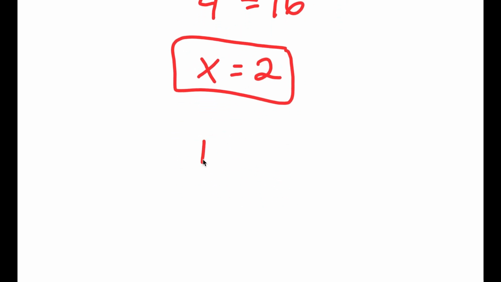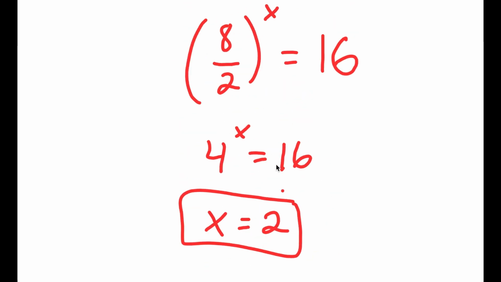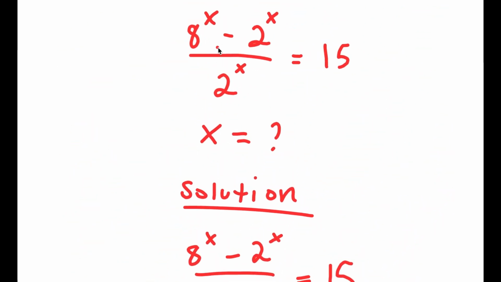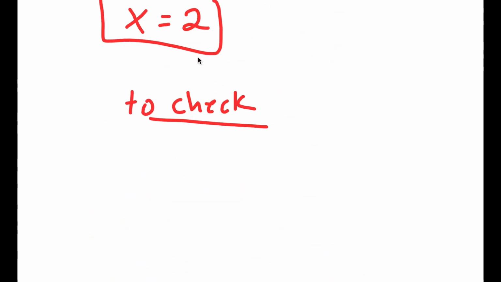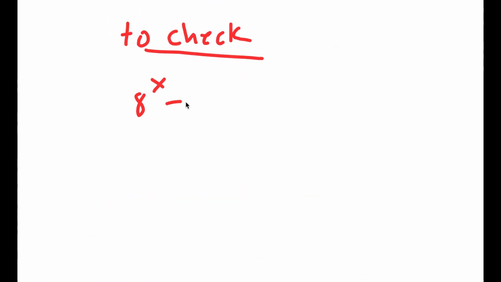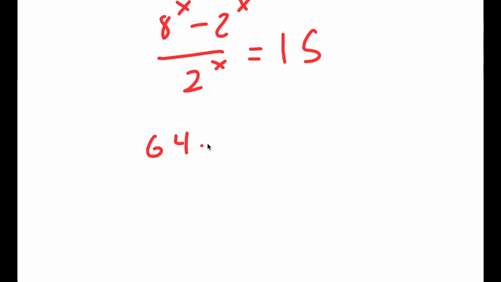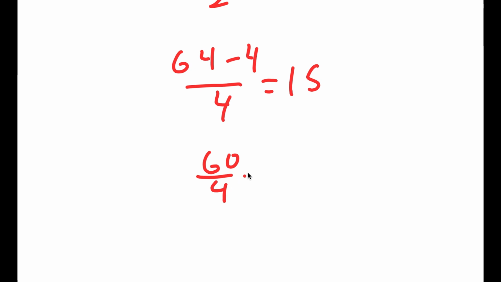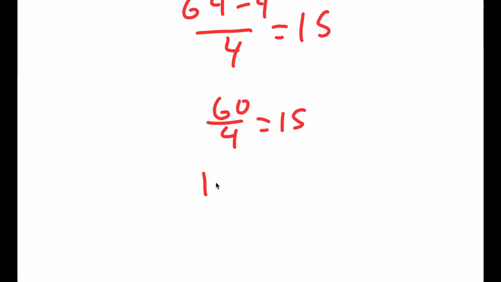So now to check, my original equation was a to the power of x minus 2 to the power of x over 2 to the power of x is equal to 15. Since x equals 2, I have 64 minus 4 over 4 is equal to 15. 64 minus 4 is 60. 60 divided by 4 is 15. So I get 15 is equal to 15. This is right.